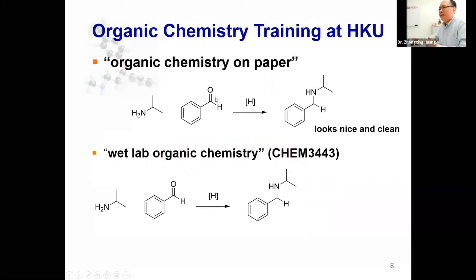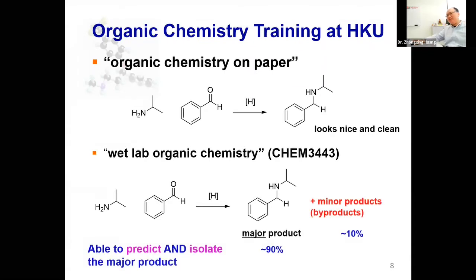So if you compare the organic chemistry on paper, which is organic chemistry 1 and 2, with the organic chemistry lab, that's the difference. You may know that we teach you the primary amine reacts with aldehyde, you can get the secondary amine, right? It's very nice and clean. Nothing happened except you writing this on paper, right? But when you really do these reactions in reality, you will find that the major product, the secondary amine, is only afforded in 90% yield.